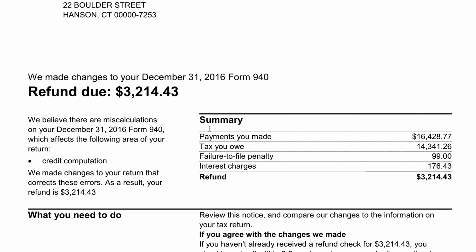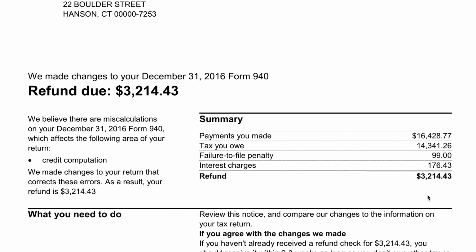Let's get down to the meat of this IRS notice. Over here on the left-hand side is a brief summary. The IRS believes that there are miscalculations on your Form 940, which affects credit computation. We made changes to your tax return, and as a result, your refund is $3,214.43. And then here's a breakdown of everything: your payments, the tax that you owe, plus a failure to file penalty and interest charges.